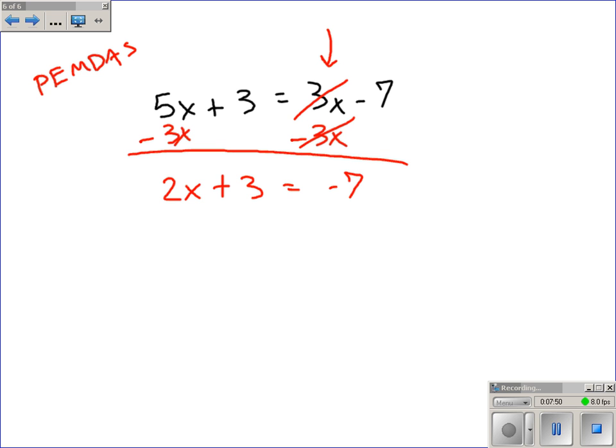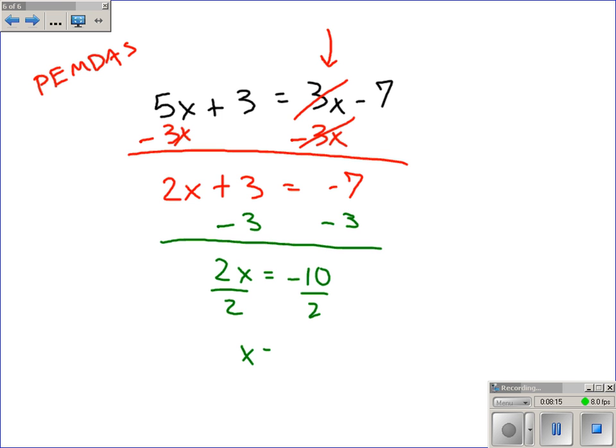Okay, and then in my next step, I will get rid of this plus 3. And I will do that by doing the opposite, minus 3. And let's see here, negative 7 minus 3. If I have negative 7 and I go more negative, it's going to be negative 10. And divided by 2, x is equal to negative 5.